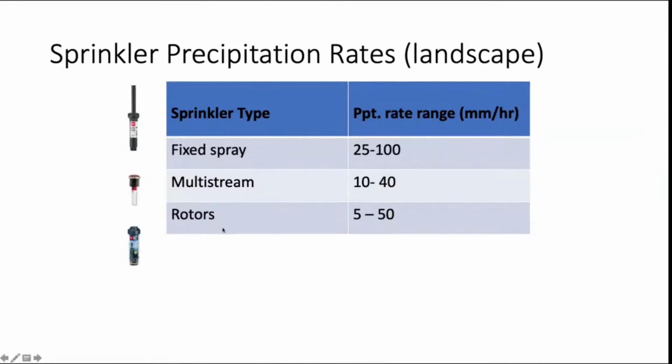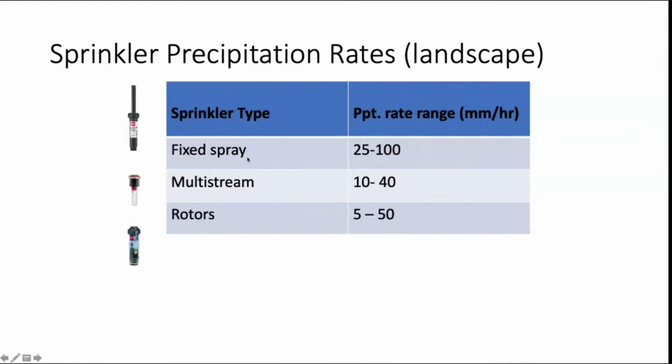Rotors and the other typical landscape sprinklers are lower in application rate, generally at the appropriate spacing, 5 to 50 millimeters per hour. There's kind of the in-between, something called a multi-stream rotor that was introduced several years ago. And that's a lower application rate than the sprays because it's really covering a greater distance, and assuming you're spacing them likewise.